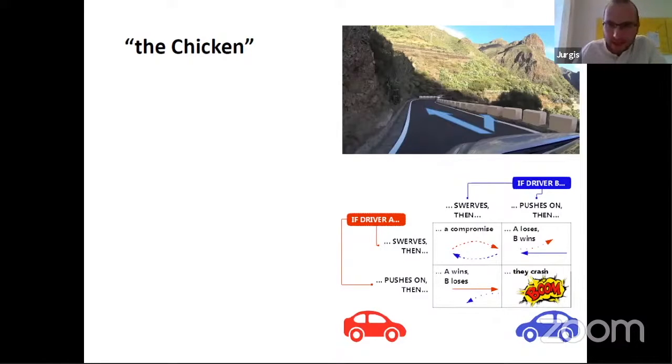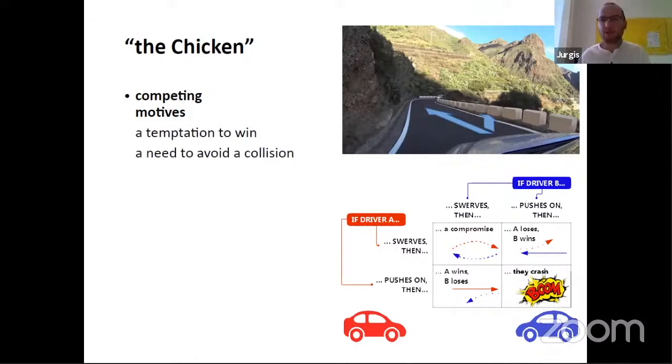What makes it a game of chicken are drivers' competing motives. Each driver prefers to swerve when the other pushes on because they want to avoid a collision, but at the same time, each is tempted to push on when the other swerves. So juggling these competing motives, a temptation to win on the one hand, and the need to avoid a collision on the other hand, the question is, how should drivers coordinate their actions?